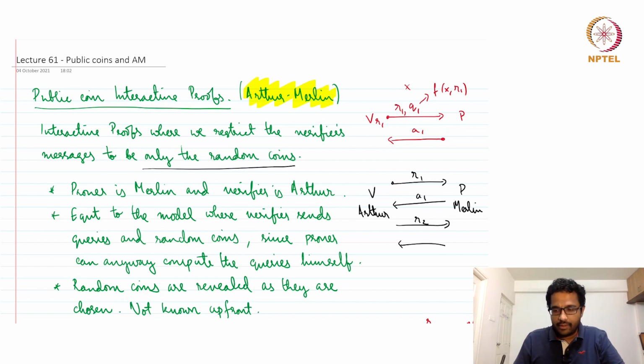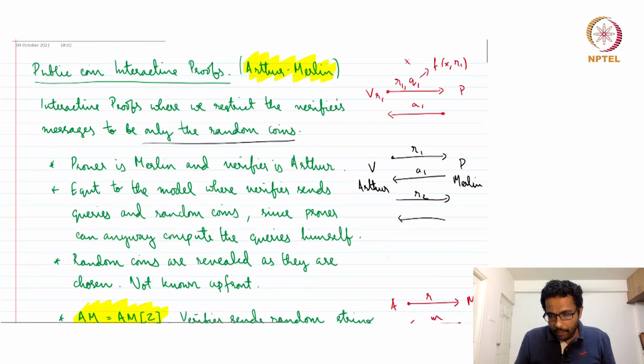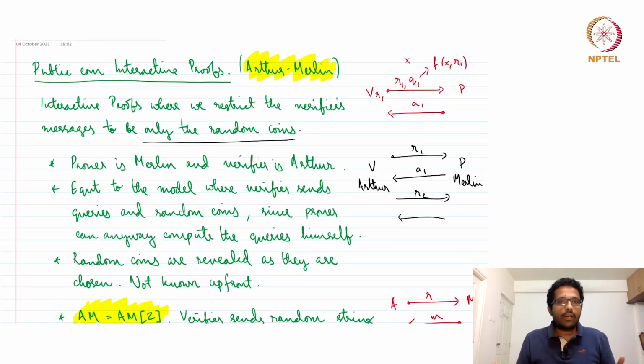and then send the response. And similarly in round 2, instead of Q2 again the verifier may just send R2, the next set of random bits that he has generated. So the point here is that there is nothing lost by restricting the verifier to only send the random coins, because any function that he intended to compute could be computed by the prover himself. So in this model the verifier will only be sending the random coins.